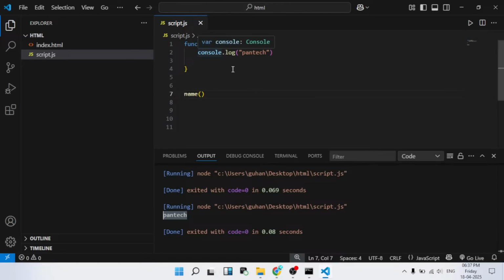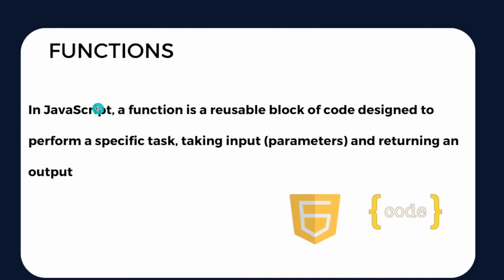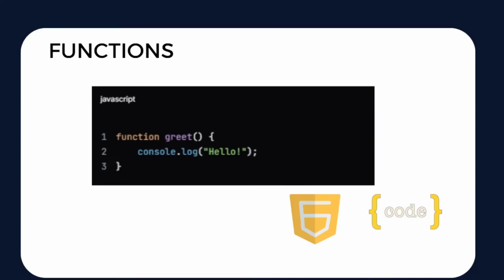Only the syntax is different. In Python we define a function using def, but in JavaScript we need to mention function, which is a keyword, and then mention the name of the function. And a JavaScript function is reusable code designed to perform a specific task, taking input as a parameter and returning an output. Okay, and also let me tell you how a function is created. First we need to mention the function keyword. We need to mention function.